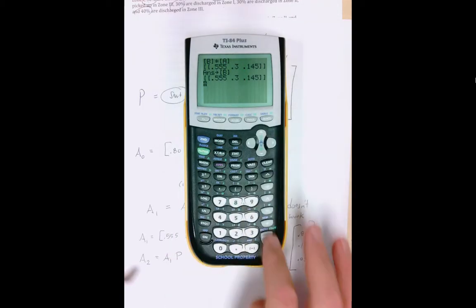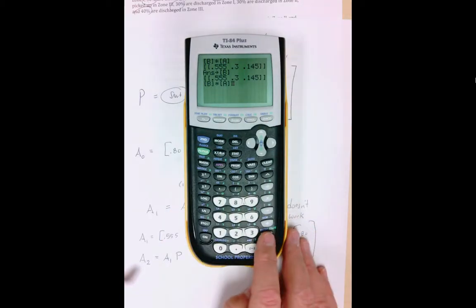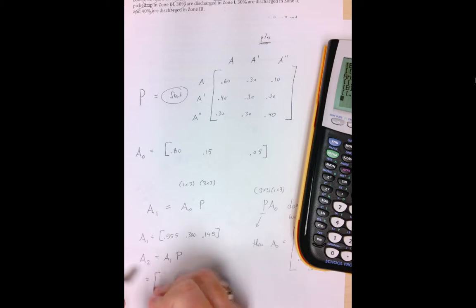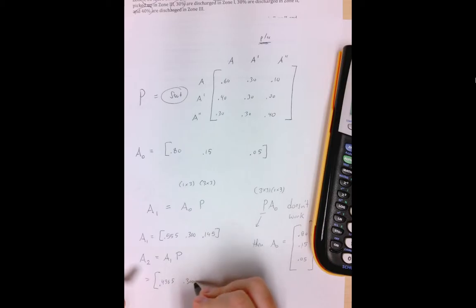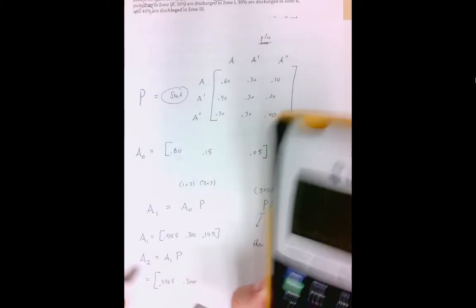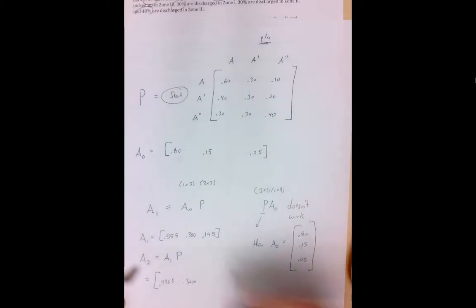And now I can go up 2 levels and get B times A and find out that it's 0.4965, 0.300, and 0.2035. So guys, this would be the answer to part C.